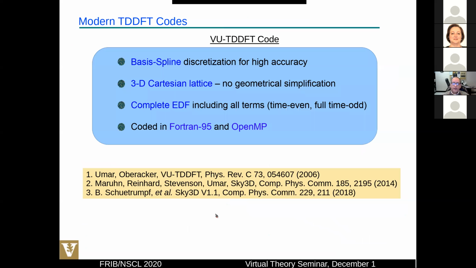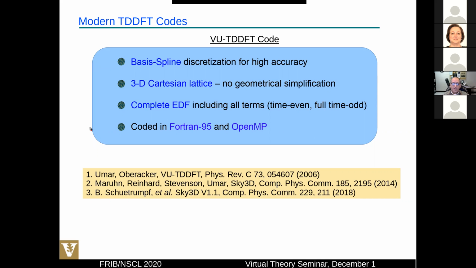Okay, so a few points about the codes. Modern time-dependent density functional theory codes are highly accurate and sophisticated. Our in-house code has these properties: it is based on basis splines, 3D Cartesian, the full EDF is used, and it is coded such that it can take full advantage of, say, OpenMP processors on modern computers. An older version of this code, which has been highly modified and instead of basis splines uses the fast Fourier transform method, is called Sky3D. It has been published in Computer Physics Communications and updated, and is widely used by many people in doing these kinds of studies.